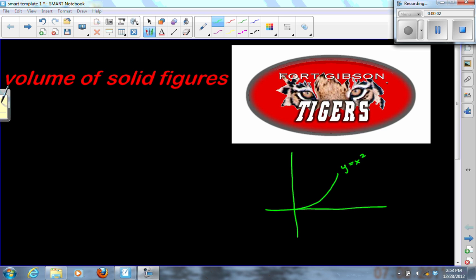So this video is going to be about finding volumes of solid figures when you rotate a line about an axis. So let's say we rotate this line, or we spin this line. This line will trace out a solid figure like a horn or something. Maybe you could imagine this turning, and that would make a three-dimensional figure that looks something like this.